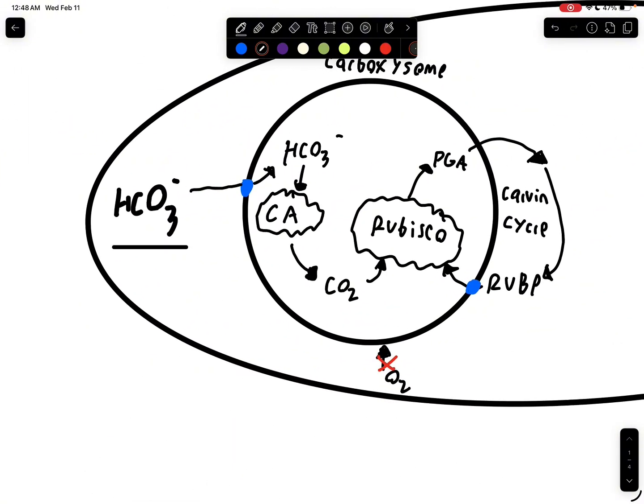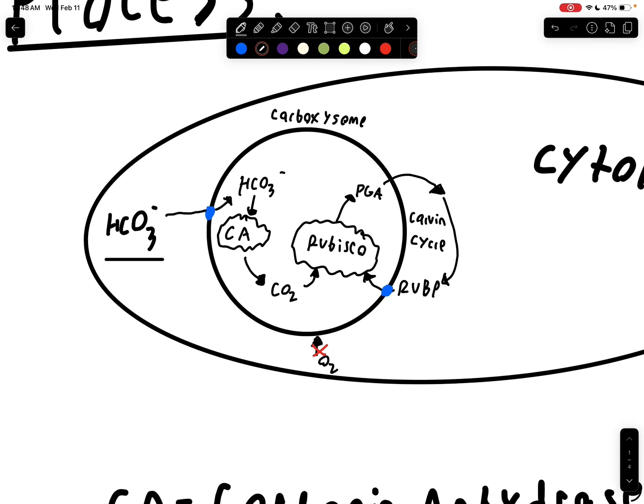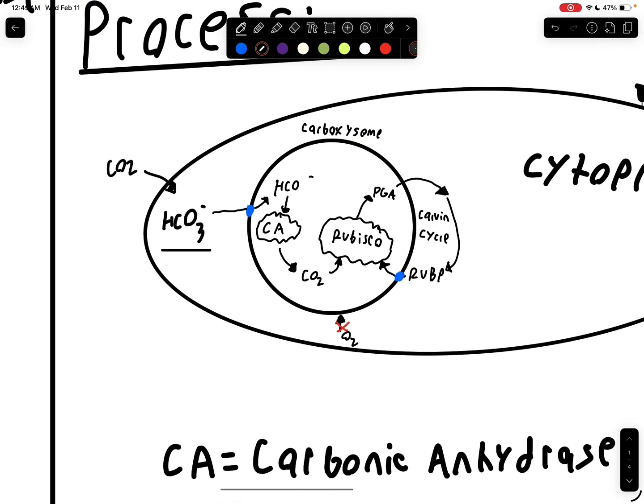So let's start with our HCO3 minus, right? So this is not CO2. So what happens is it enters the cytoplasm as this, right? You can imagine CO2 out here enters and it becomes HCO3 minus because of the water that's in the cytoplasm. Now, when that happens, this will enter into the carboxysome. Now, the carboxysome takes this species, passes it through the carbonic anhydrase, and what that does is it creates CO2. So now you have your CO2 within the carboxysome.